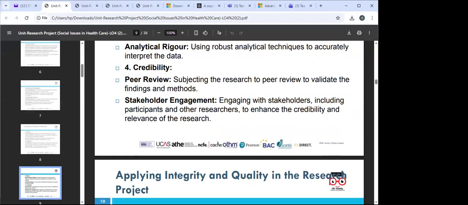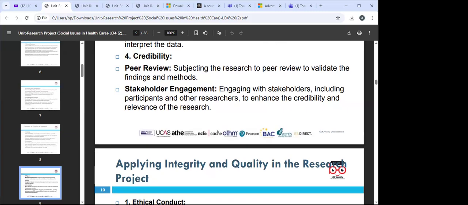Then we have stakeholder engagement: engaging with stakeholders, including participants and other researchers, to enhance the credibility and relevance of the research.